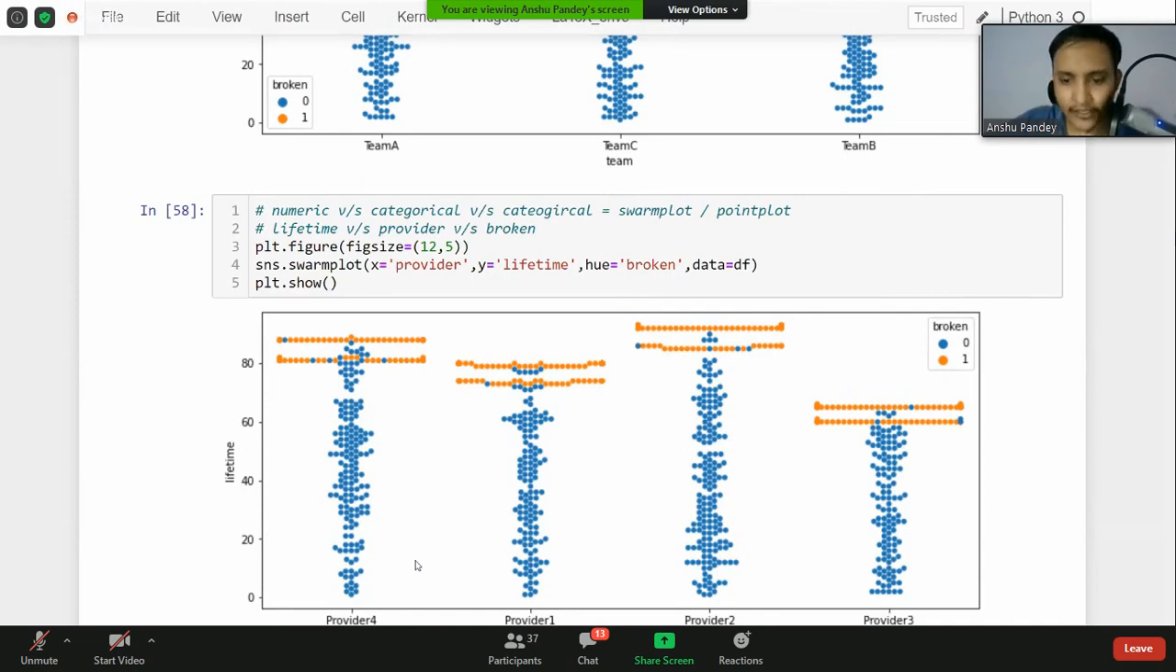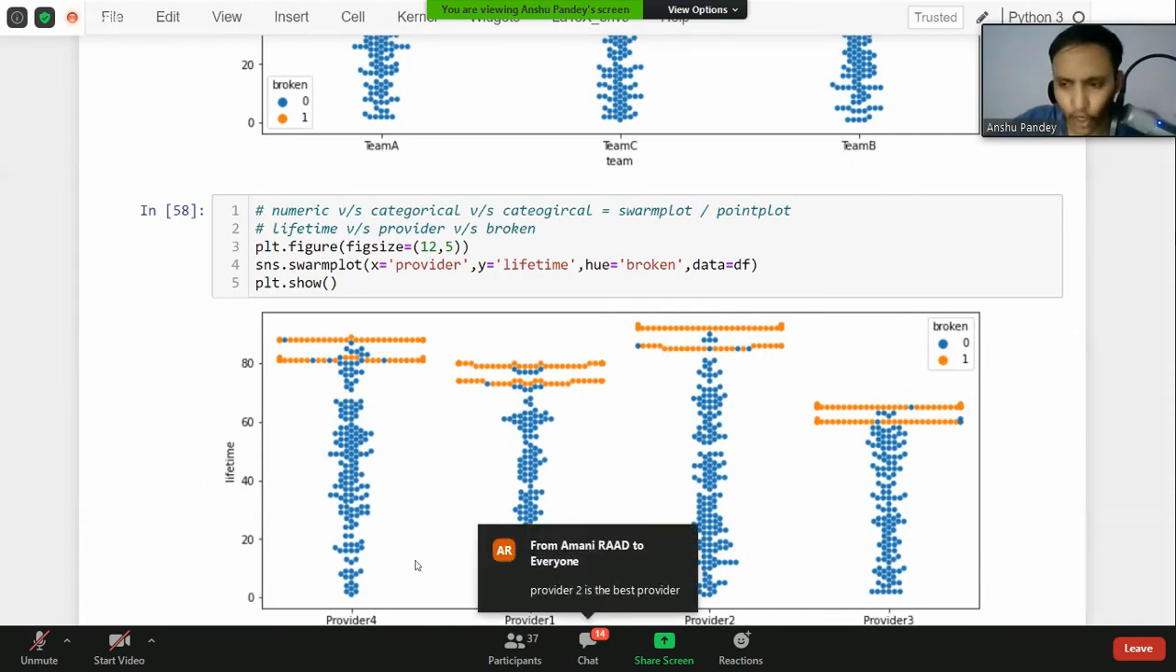Whereas the most qualitative provider at the moment seems to be provider 2. I hope all of you agree with that. Right. So these machines manufactured by provider 2 are surviving longer, and they are getting damaged only at a very late stage, you can see.